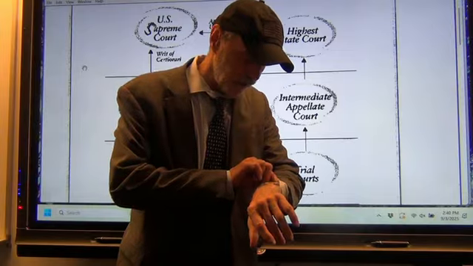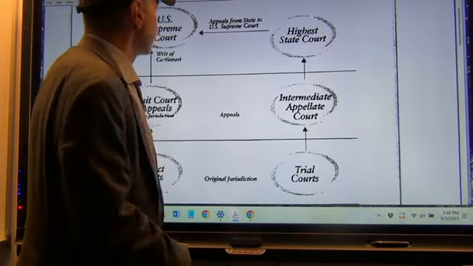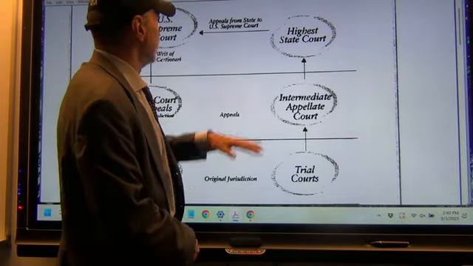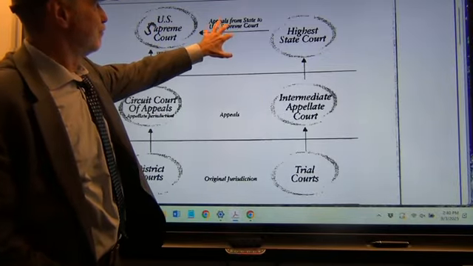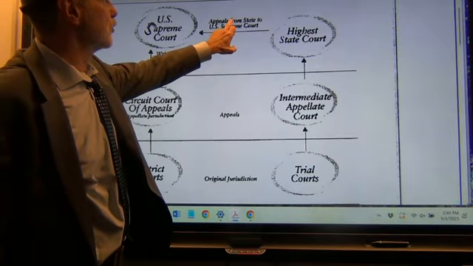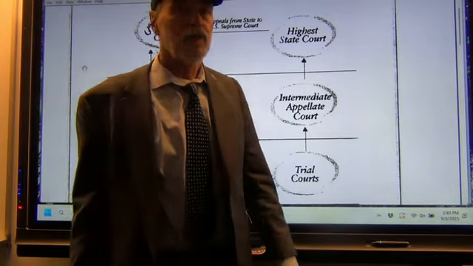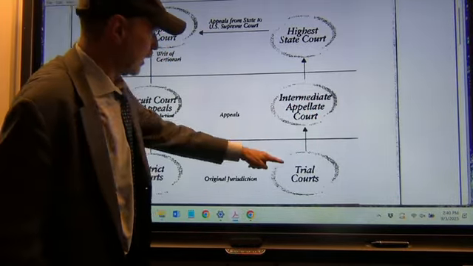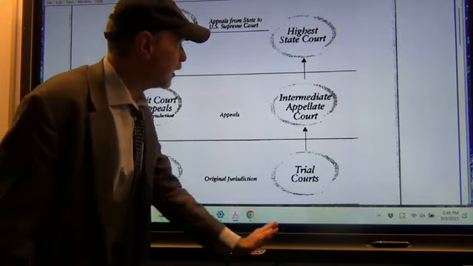Now, a concluding thought, since we only have 5 minutes left. What about that arrow? It's a little hard to read. It says appeals from state to U.S. Supreme Court. You can never go from here over here. If you want to get from this side to that side, you've got to go up and over.